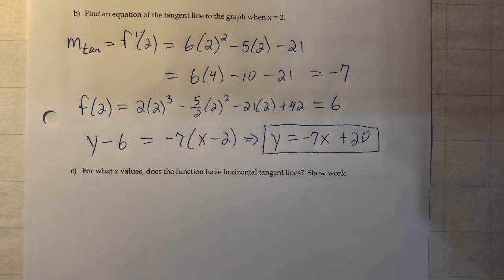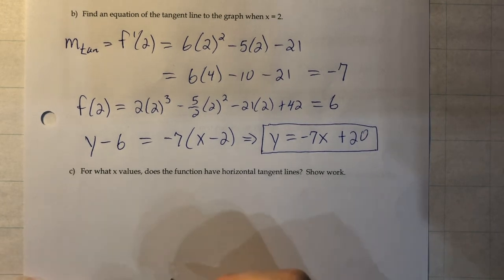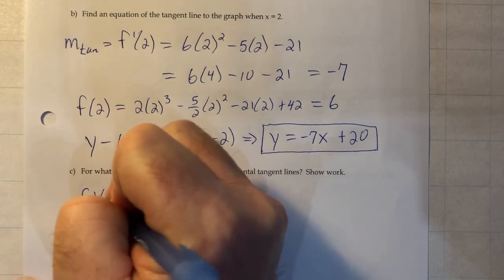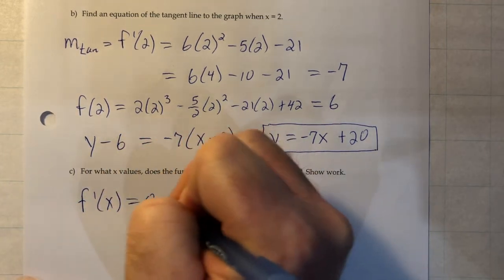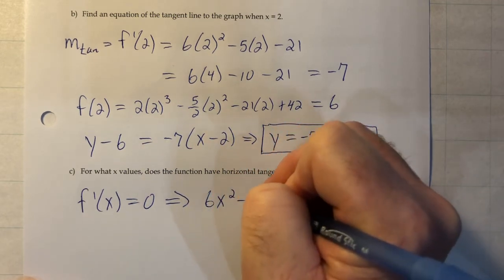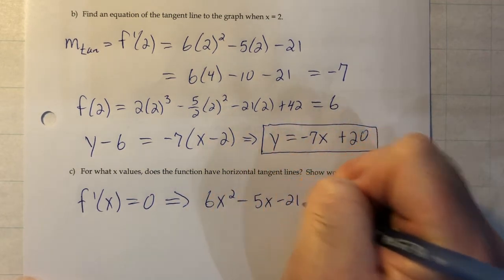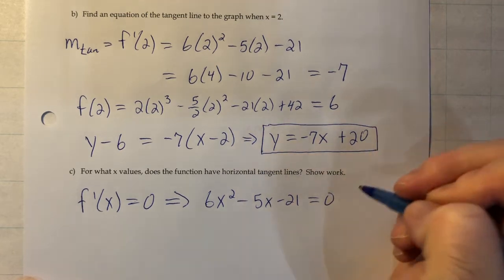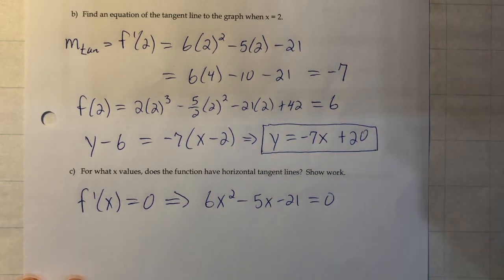All right, and then finally, for what values of x does the function have a horizontal tangent line? And show our work. So you get a horizontal tangent line anytime the derivative equals 0. So we want to set f prime of x equal to 0 from up top. We know f prime is 6x squared minus 5x minus 21. So we set that equal to 0 and try and solve.